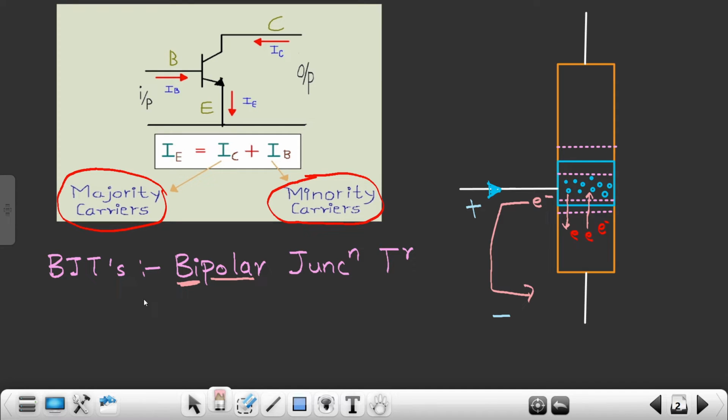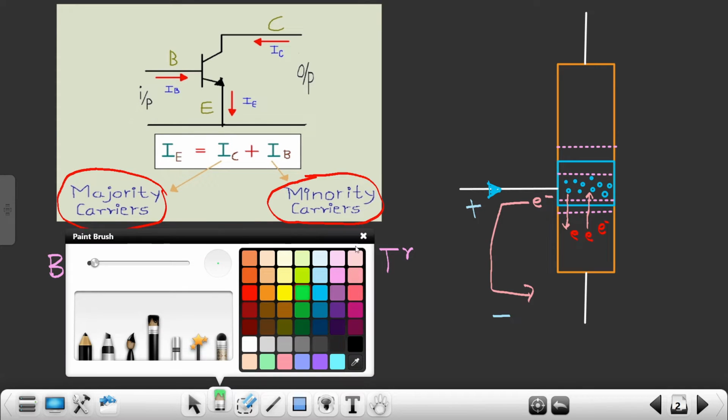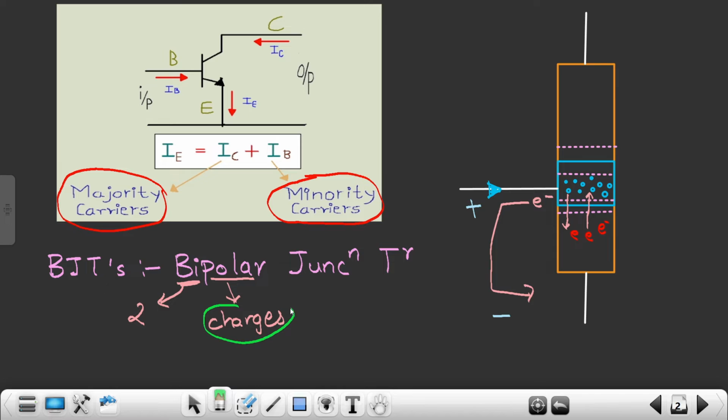Bi means two, and polar means two charges, and by two charges I'm talking about the carriers. So for generation of current in BJTs, we require two carriers. I'll write it over here.